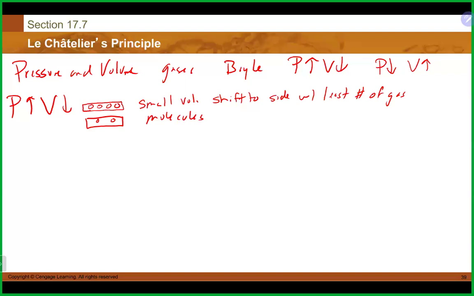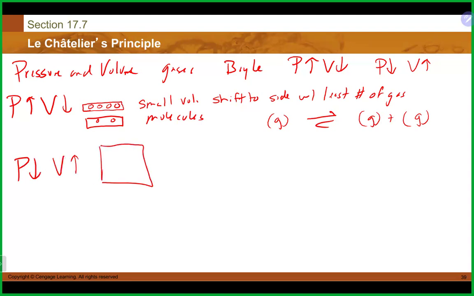How do I know which side has the least gas molecules? You actually have to count them. So for anybody with a G, you just count up their coefficients and figure out, there's like one gas molecule on the left, two on the right, and then that will tell you which one is the least number of gas molecules. Now, opposite of that, if the pressure goes down, the volume goes up.